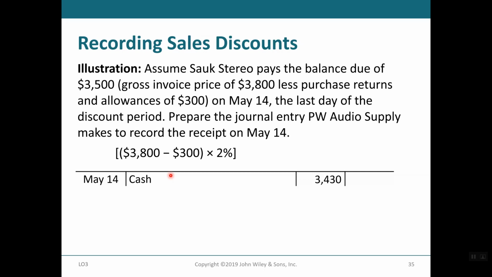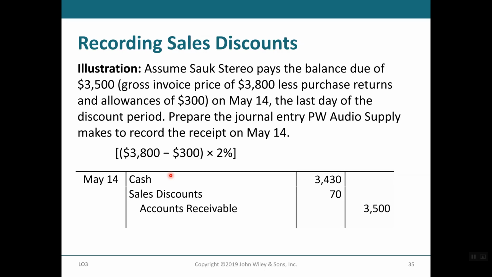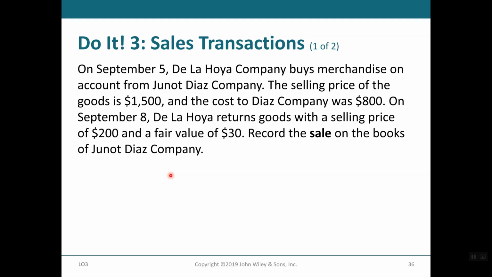Okay, so we have cash of 3,430. Then we have a sales discount of 70, which are both debits, because when they paid, they received cash of 3,430, and the sales discount is a debit account, so that's what they gave. Then our credit side is accounts receivable, which is 3,500, which shows us that the customer, Sook Stereo, has paid off the amount that he owes.